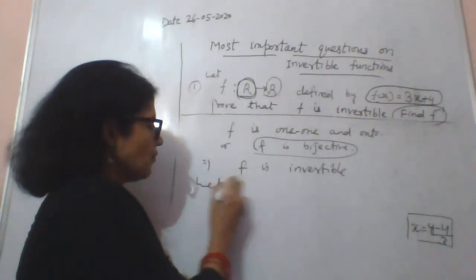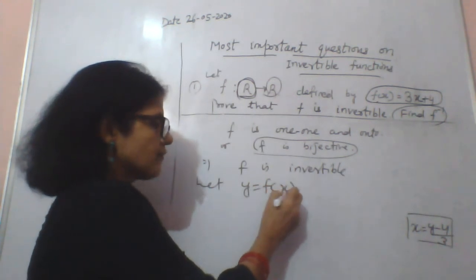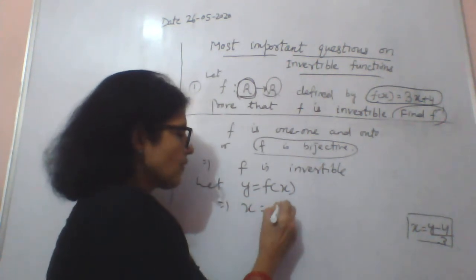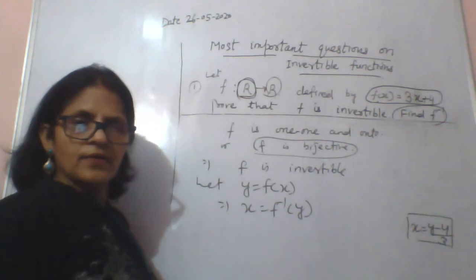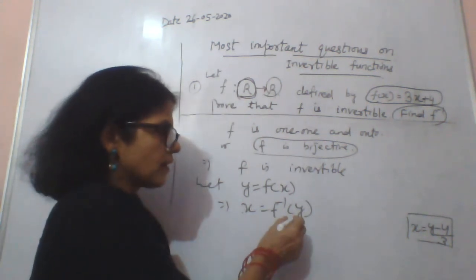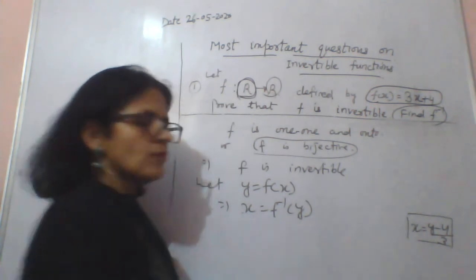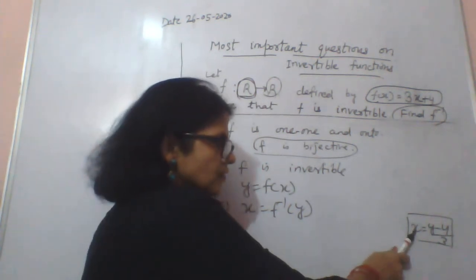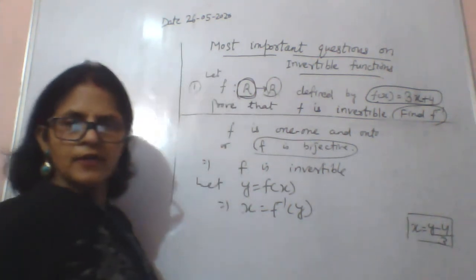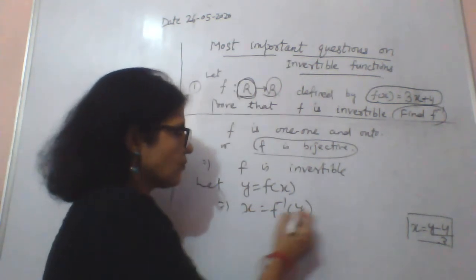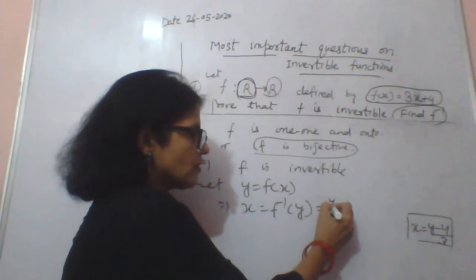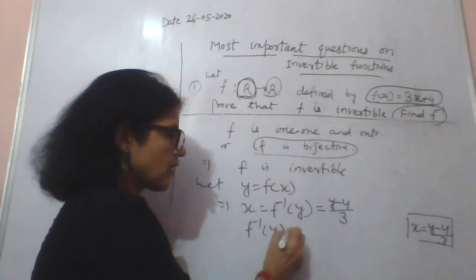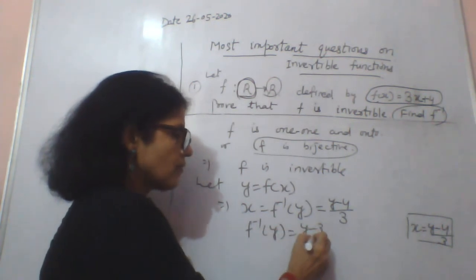As you know, whenever we write y = f(x) and f is invertible, this implies x = f inverse(y). In the portion where we proved f is onto, we got x = (y - 4)/3. So here x = f inverse(y), which is (y - 4)/3. It means f inverse(y) is (y - 4)/3.